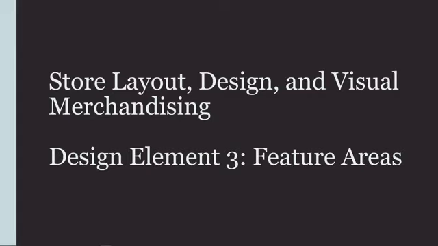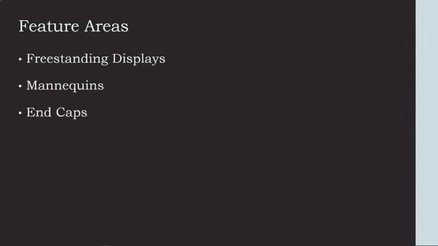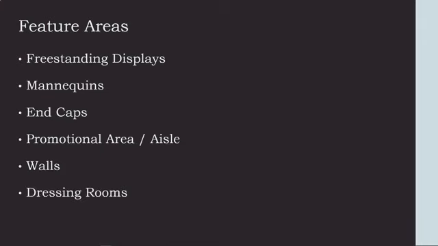They are there to draw you in and to hopefully get you to spend more money. There are a total of 7 different feature areas that retailers can utilize. They are freestanding displays, mannequins, end caps, promotional areas or aisles, walls, dressing rooms, and cash wraps.